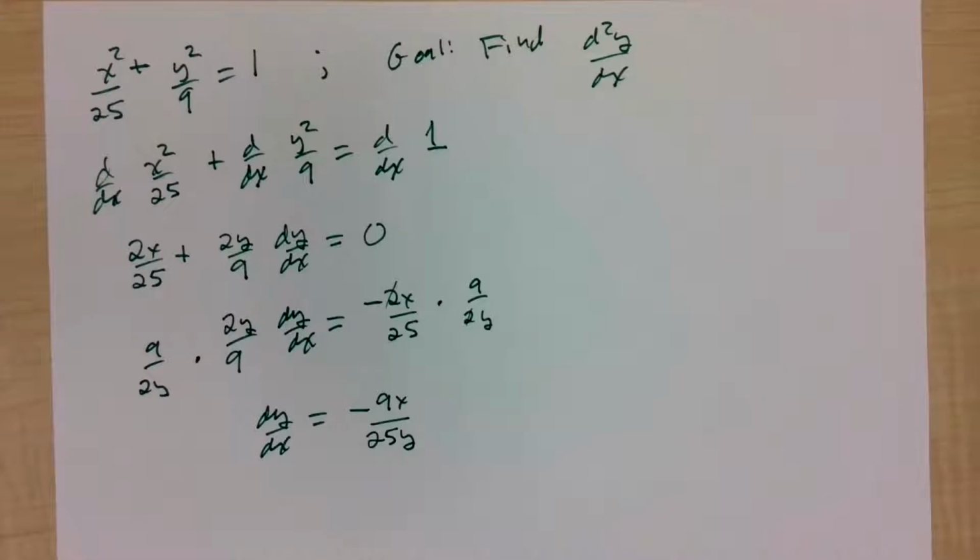But that's not what we're asked for. We are asked for our second derivative. So if we're going to find the second derivative, how are we going to do that? We're going to take the quotient rule again and see how that behaves.